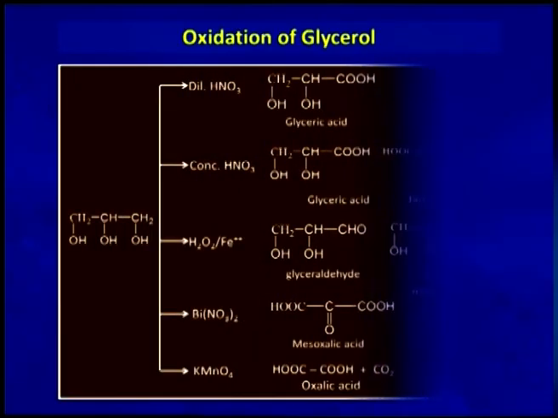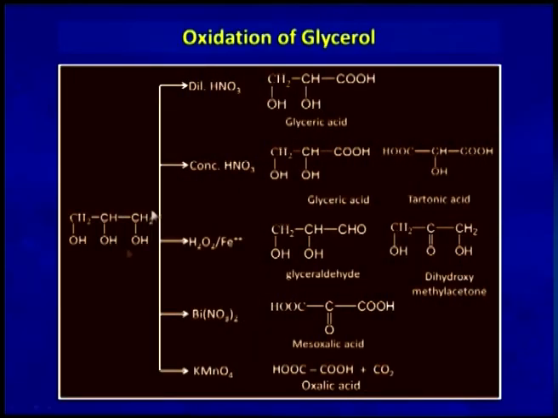You can see here in this slide that glycerol when treated with dilute nitric acid produces glyceric acid, when it is treated with concentrated nitric acid produces glyceric acid and tartronic acid. Upon treatment with hydrogen peroxide in presence of ferrous ions, it forms glyceraldehyde and dihydroxyacetone, whereas with bismuth nitrate it forms mesoxalic acid, and with a very strong oxidizing agent KMnO4 it forms oxalic acid and carbon dioxide. Degradation of the molecule takes place over here.